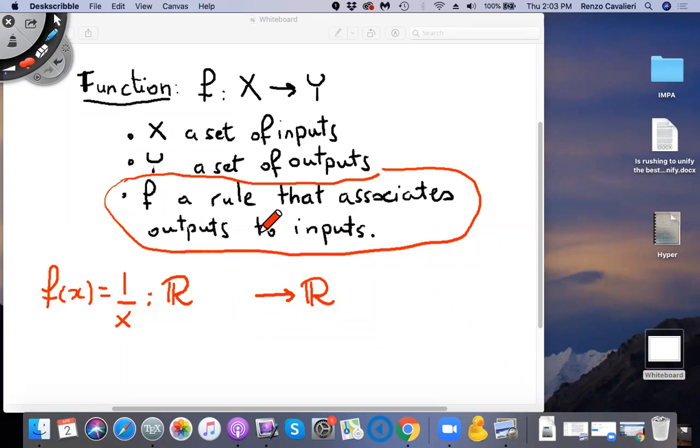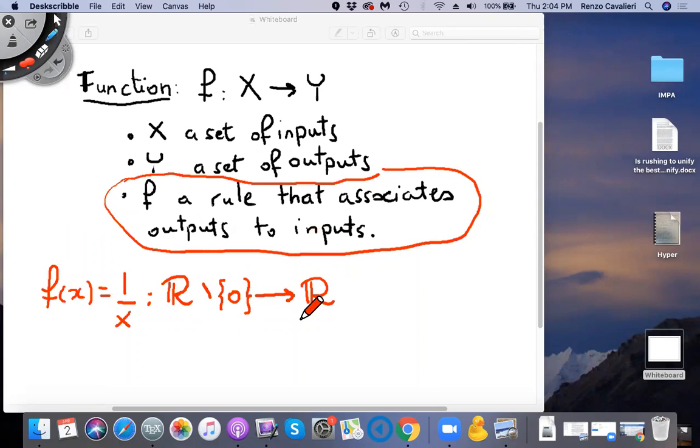Because the rule 1 over x, for f to be a function from the real numbers to real numbers, should assign an output to every possible input. And if we allow 0 to be an input, then 1 divided by 0 is not a real number. Only Chuck Norris can divide by 0, right? None of us is. So 0 is not an input of this function. So the correct statement is that 1 over x is a function from the set R minus 0 to the output set being all the real numbers.